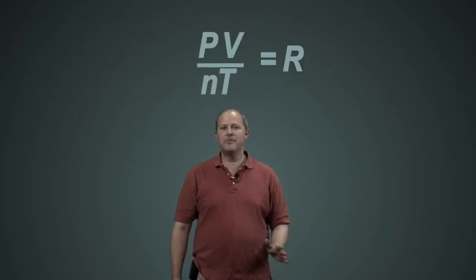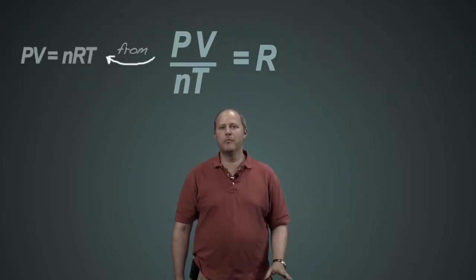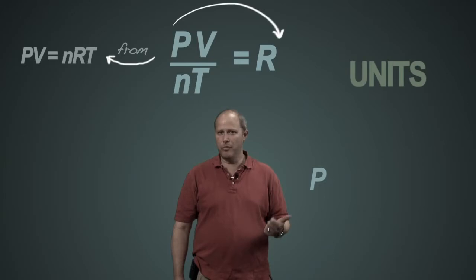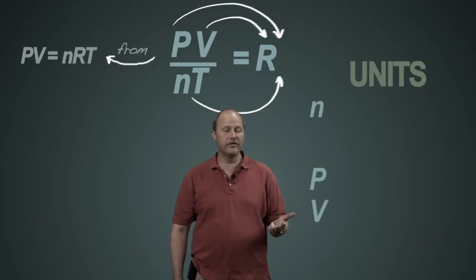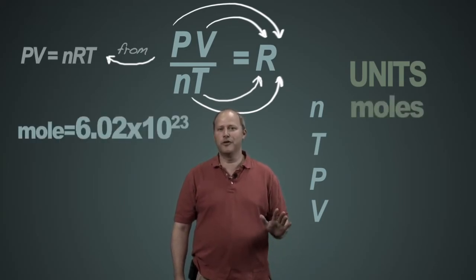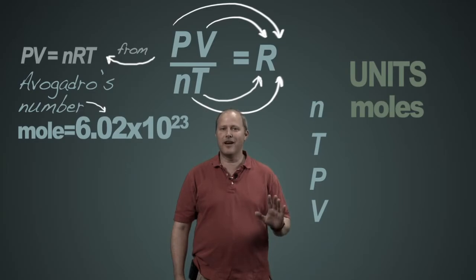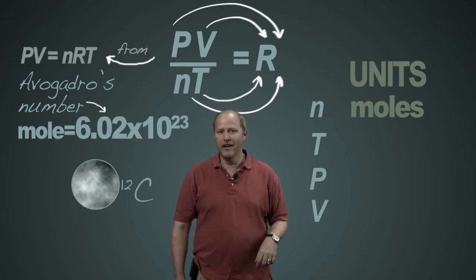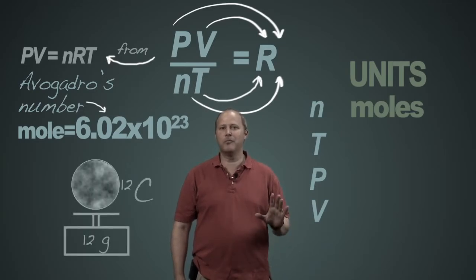It's pressure times volume divided by the number of moles times temperature. So the value for R that you get is going to depend on what units you have for pressure, what units you have for volume, what units you have for moles, and what units you have for temperature. Almost universally in chemistry, we stick to the same value for units of moles. And we've agreed on what the definition of Avogadro's number is, and a mole is the number of particles that are in 12 grams of carbon.